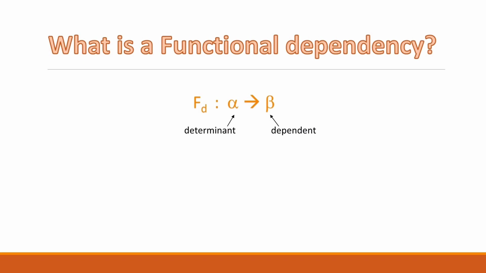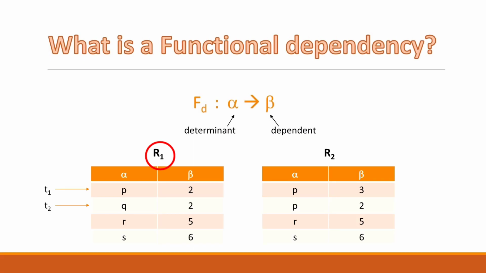Next, let's take up an example. Look at the first table, R1. Here for simplicity, I have considered that both alpha and beta consist of a single attribute. Look at the first two tuples denoted by T1 and T2. You can see here that the value of alpha is different in both the tuples, whereas the value of beta is same.